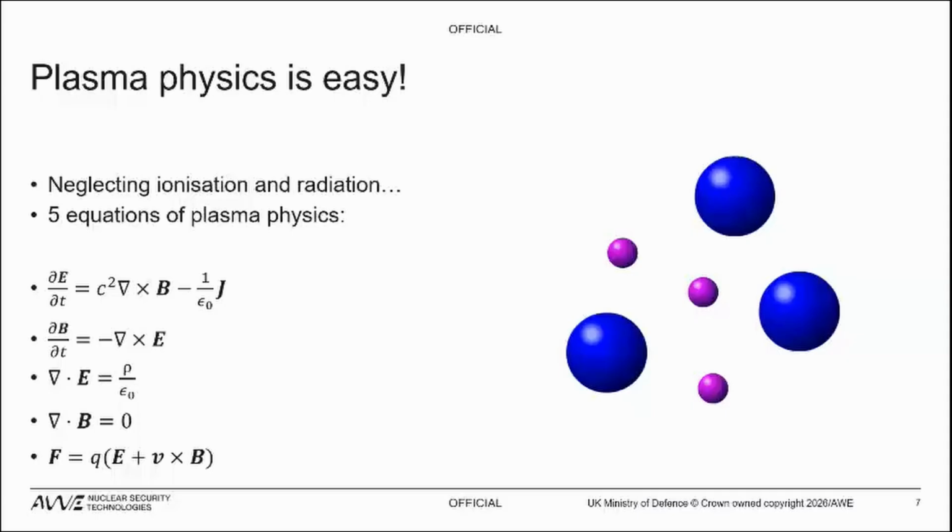And as the particles move, they create a current. That current gets fed back into Maxwell's equations in this term. So the fields affect the particles, and the particles affect the fields, and we have this nice coupled system which can be described quite elegantly with these 5 equations.